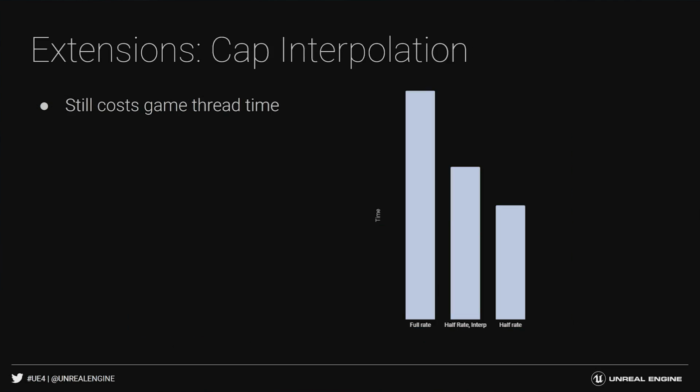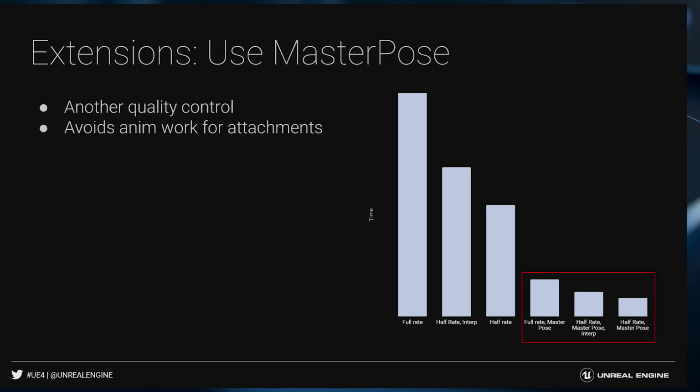Another thing we did was to cap the total amount of meshes that we use interpolation for. So we can run animation maybe at half rate and interpolate between the results, but that does have some overhead over simply skipping the work. So we limit the number of meshes that we do interpolation for.